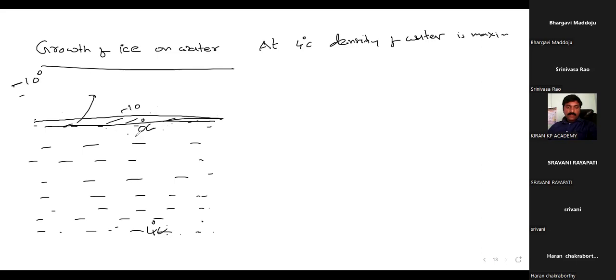Its conductivity is very low, the K value is low, so energy travels slowly. As the energy travels from inside to the outside, the water converts into ice. Slowly, the thickness of ice increases.